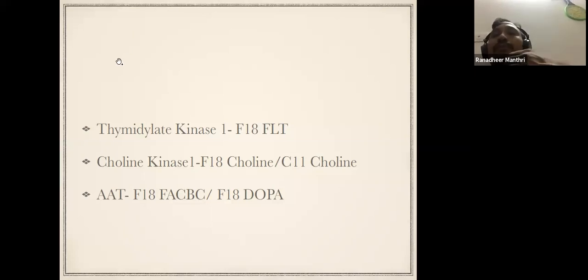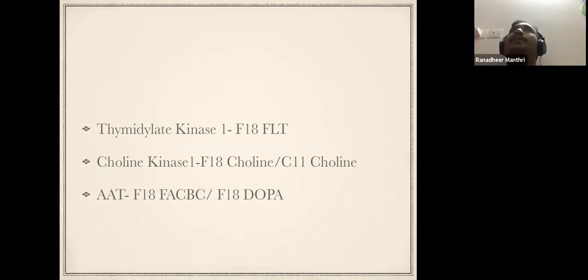So when we use thymidylate kinase 1, F18 fluoro-labeled thymidine goes and binds to the enzyme, gets cleaved by the enzyme thymidylate kinase, and can be incorporated into the DNA. It is a surrogate marker for DNA synthesis. So wherever there is a tumor, the unlimited replication is present, and labeled thymidine goes to the dividing cells, especially the cancer cells. Choline kinase: F18 choline or C11 choline. For membrane synthesis, you need choline. That is why we are using choline.